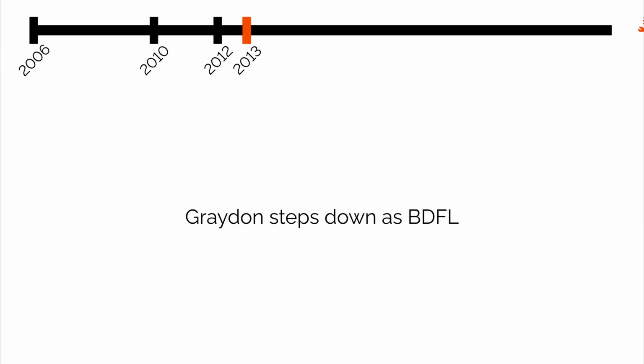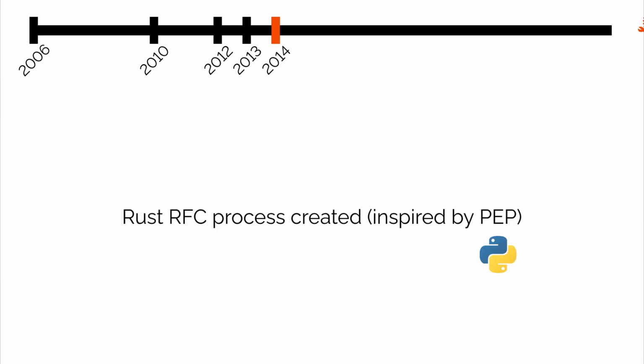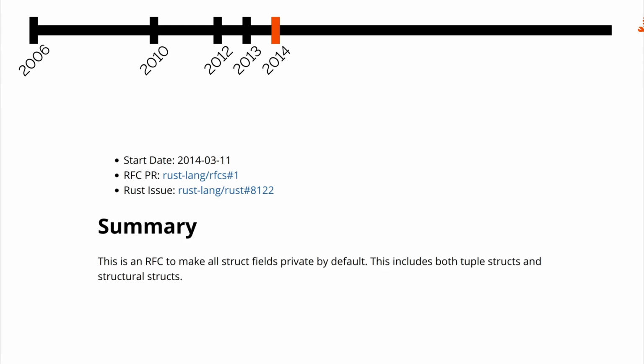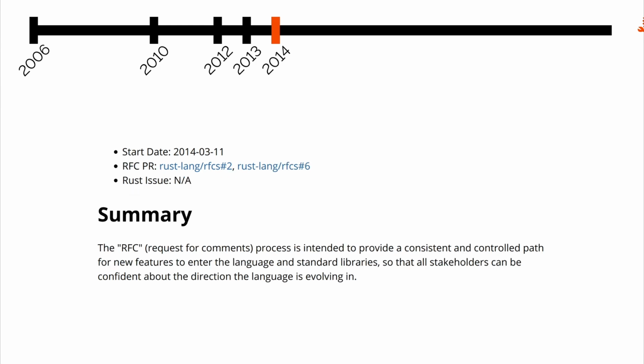So here the BDFL era ended. And the RFC era started the next year. Rust adopted an RFC process that was inspired by the Python extension proposals. And someone was actually very eager about this process. So the first RFC is actually a language change about some structure fields. And only the second RFC actually defines how the RFC process looks like. So you can see here that the RFCs are used both for technical and non-technical changes.